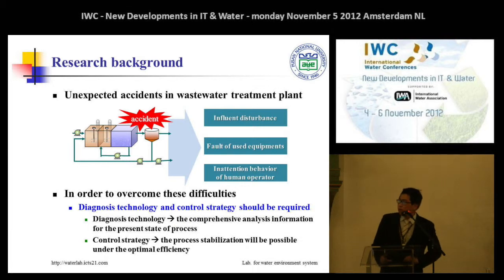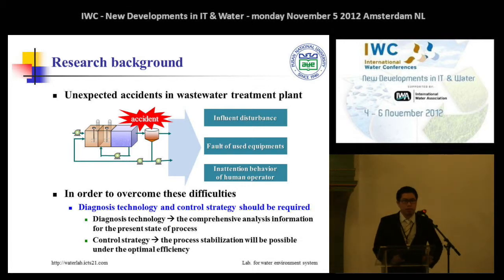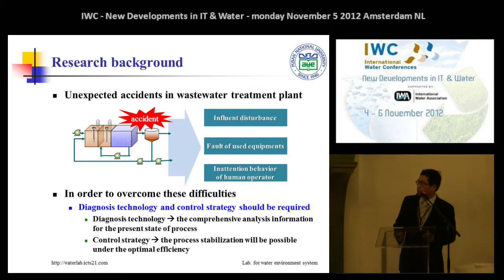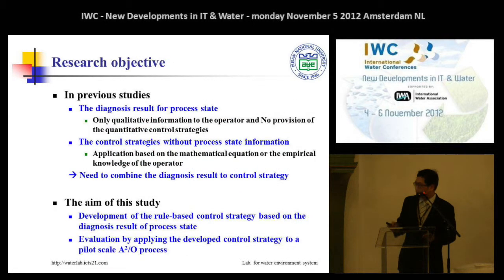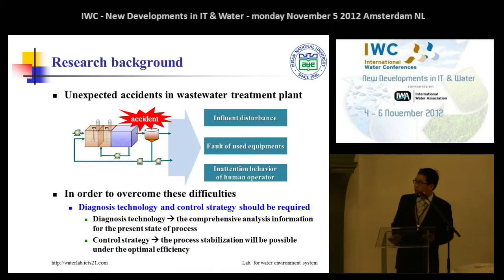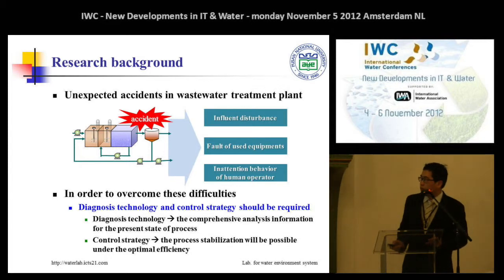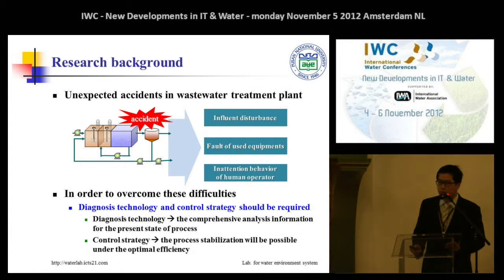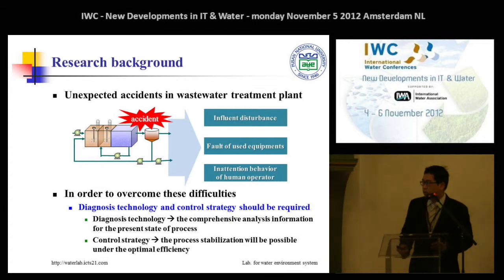So far, unexpected accidents have occurred in wastewater treatment plants. These accidents were caused by changes in influent flow rate and concentration, so-called influent disturbance, and by faults in the equipment used. And finally, the inattentive behavior of human operators can cause accidents in wastewater treatment plants. Therefore, it is difficult to operate a wastewater treatment plant stably for a long time.